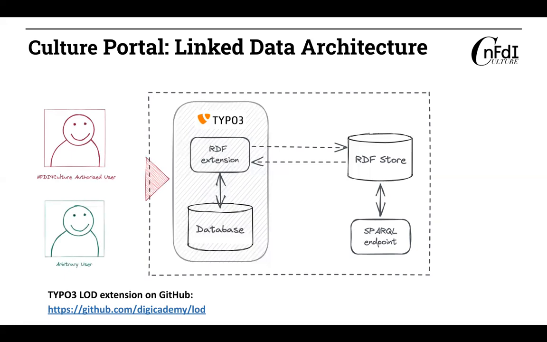Different kinds of users would want to access the data. So on my screen here, the green user icon would be an arbitrary user. They have no authentication. They are just a viewer coming along to find some information. You might also have an NFDI for Culture authorized user who can do more things. So they can actually enter data into the CMS and do various things with it. And they would have a different view of the data than an arbitrary visitor who's just visiting.